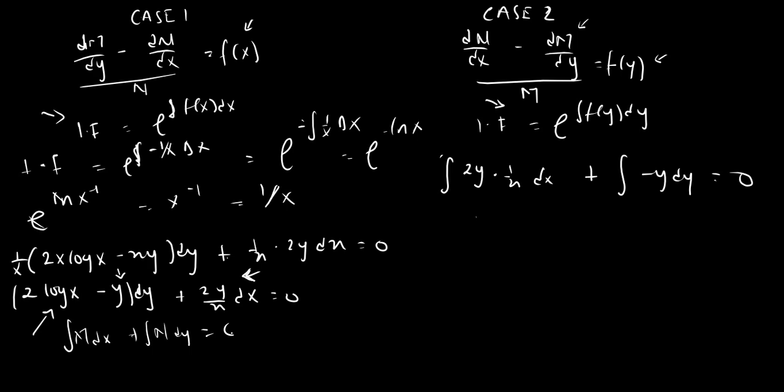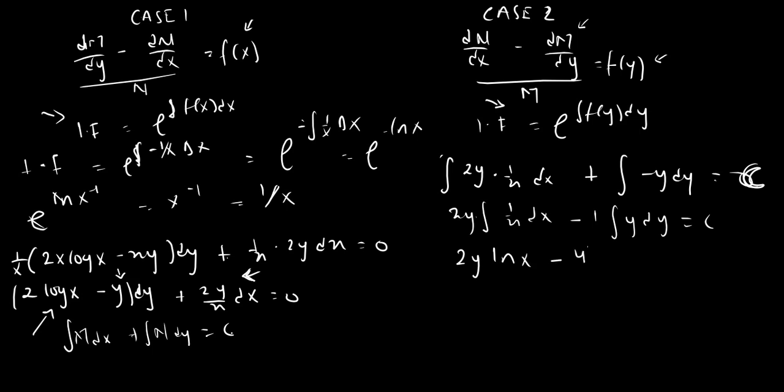Now, when we integrate 2y times 1 over x, 2y is going to be a constant, since we're integrating with respect to x. So we have 2y multiplied by the integral of 1 over x dx, minus the integral of y dy, is equal to c, not 0, c. So here we have 2y ln x, then negative y squared over 2 is equal to c. Then we multiply through by 2, so we have 4y ln x minus y squared is equal to c, and this is going to be our final answer for this particular question.